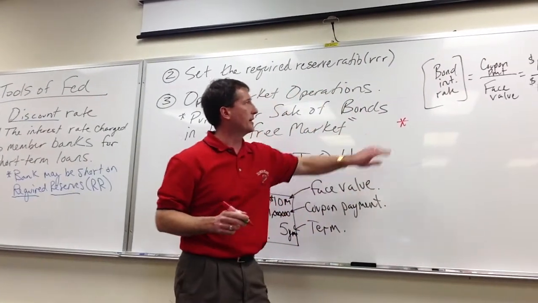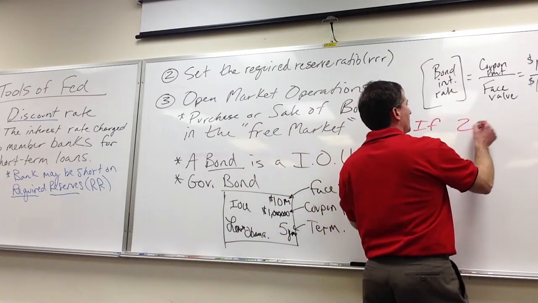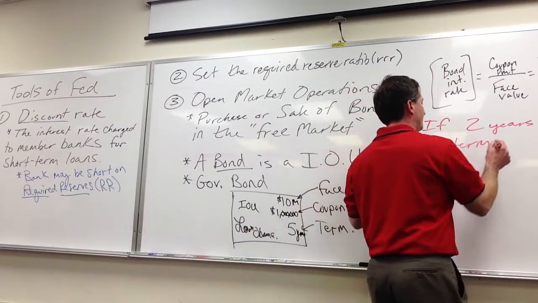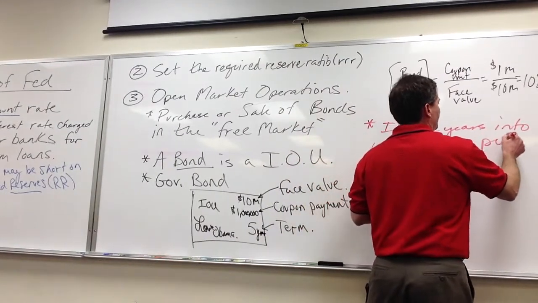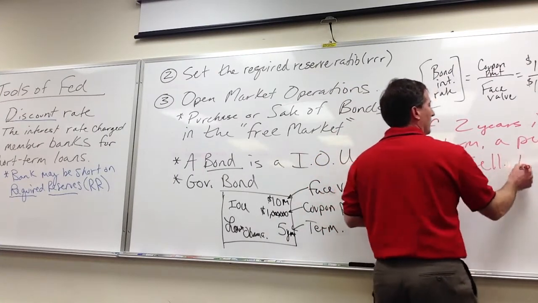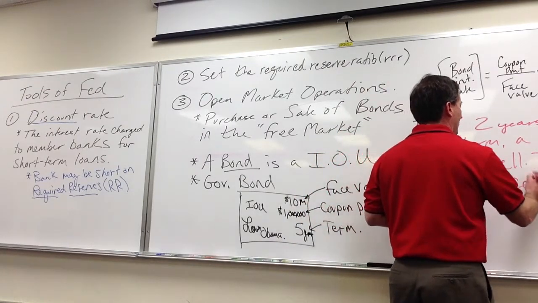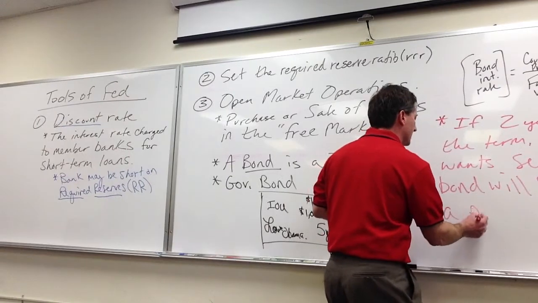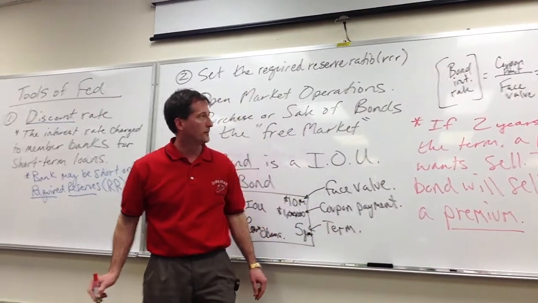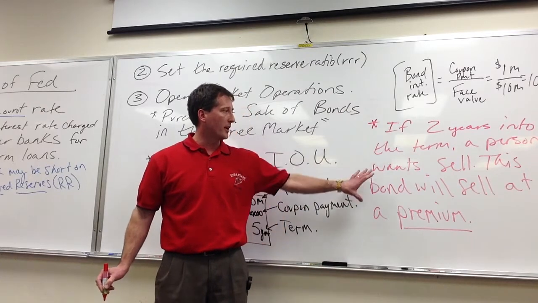So let's put a little bullet underneath this. If 2 years into the term, a person wants to sell this bond, it will sell at a premium, is the words we use in the financial world. So this bond is going to sell at a premium because it's pretty valuable with interest rates being down. I'll add a little more detail here.